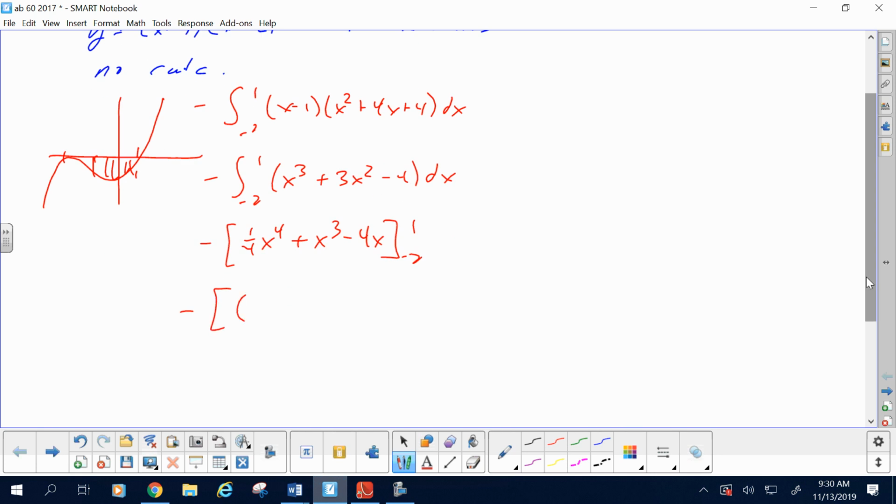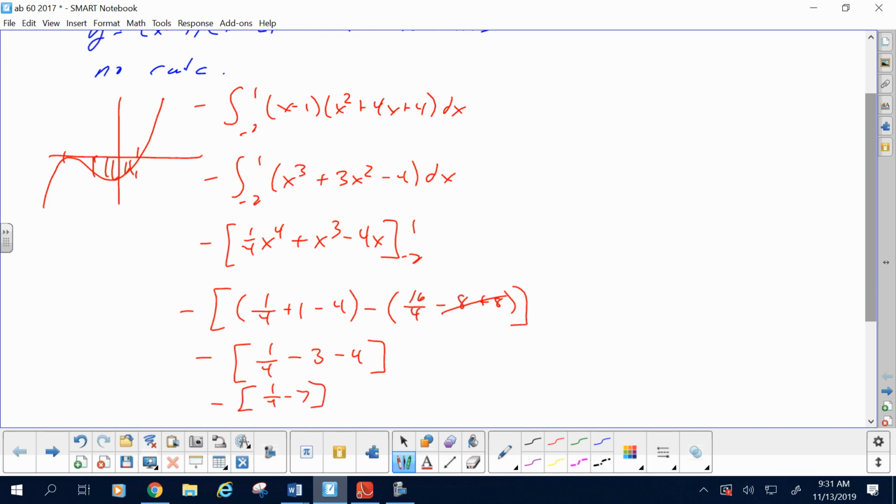Negative. First is 4 plus 1 minus 4. Second is 16 plus 8 plus 8. That's nice. So I get negative of 1/4 minus 3 minus 4. I get negative of negative 1/4 minus 7. That's negative 6 3/4, so I get 6 3/4, or 27/4. Did you win? Yes.